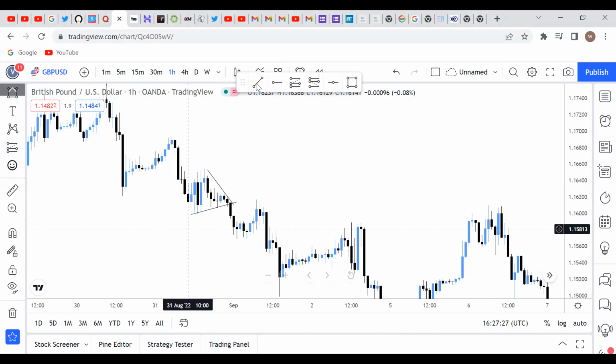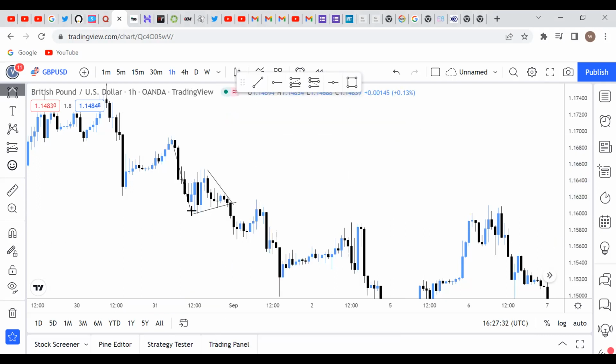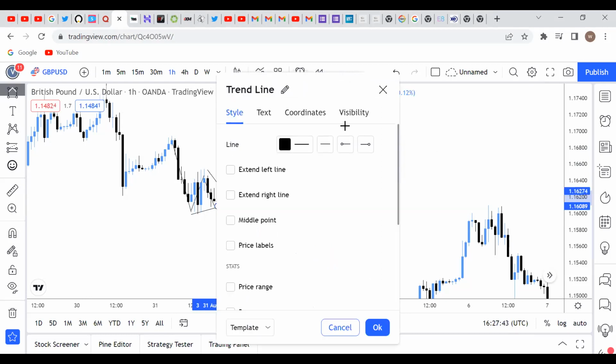But what is the price action doing? We have a pole. Then we have price action playing inside that triangle. Then what happens after that? Boom, we break out.